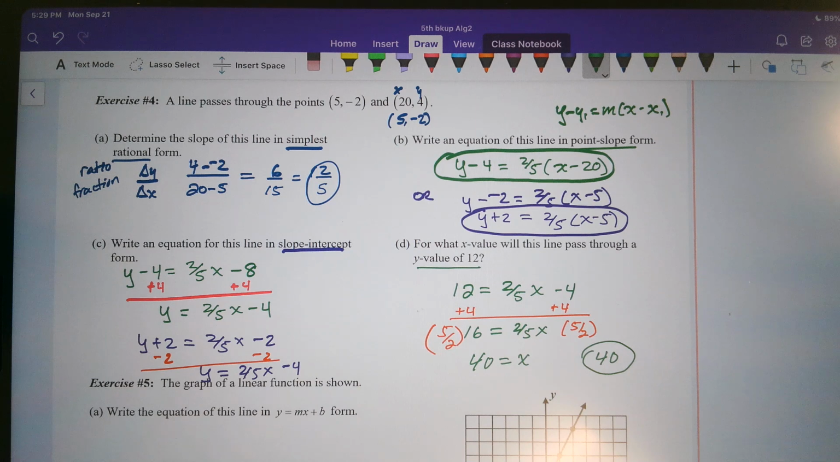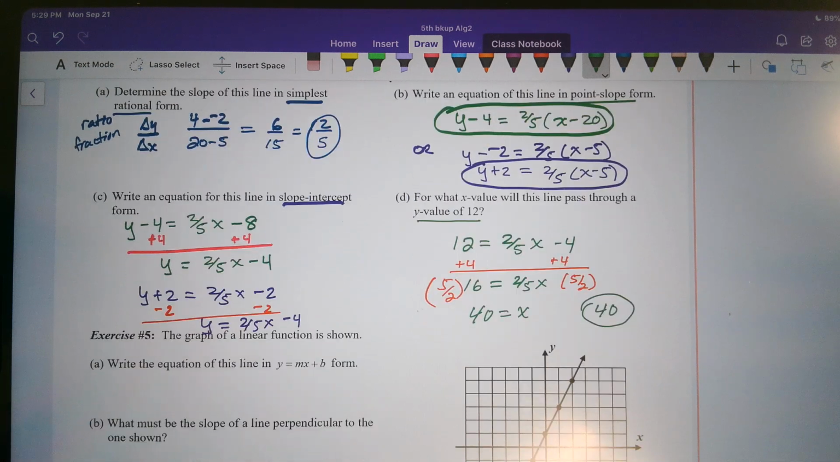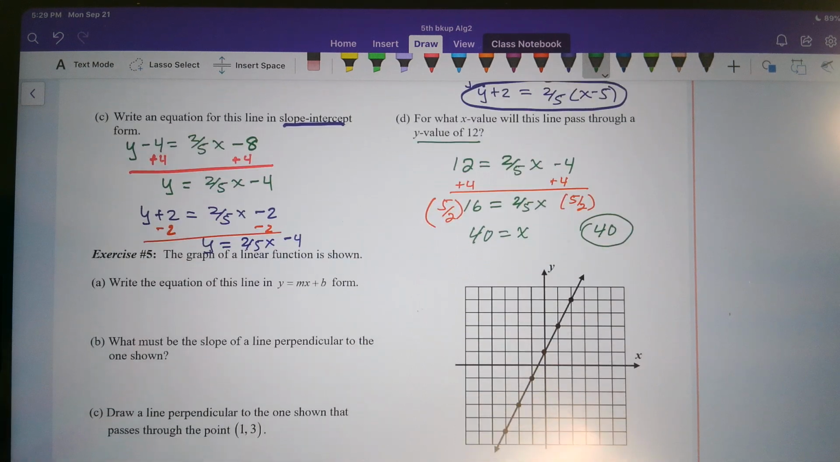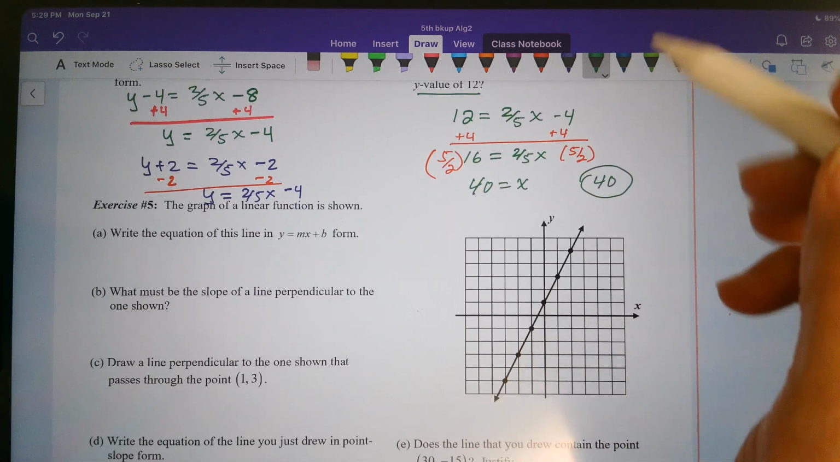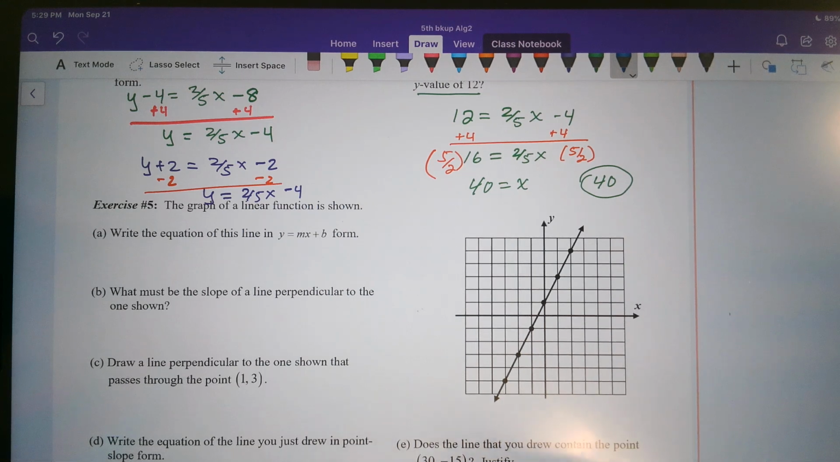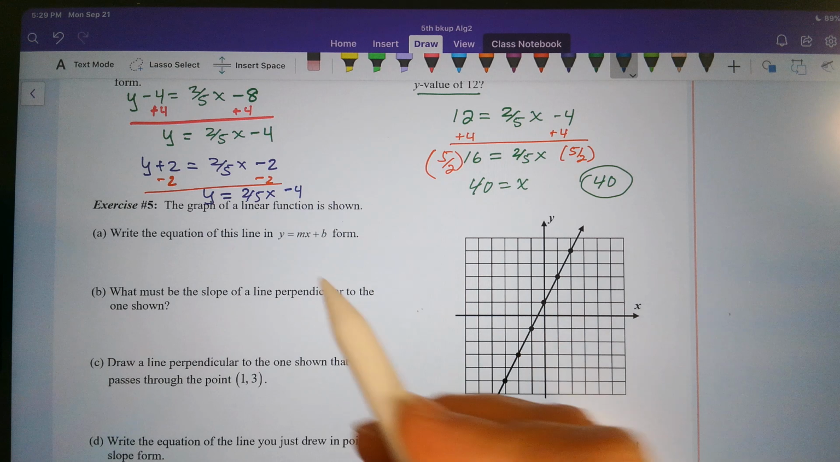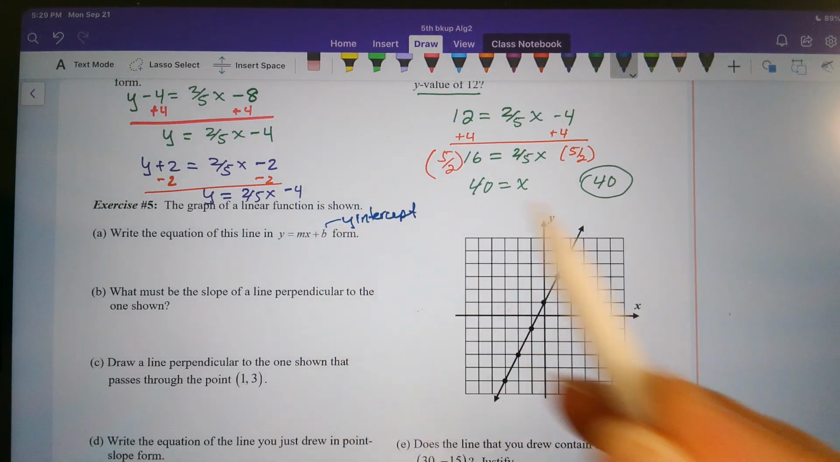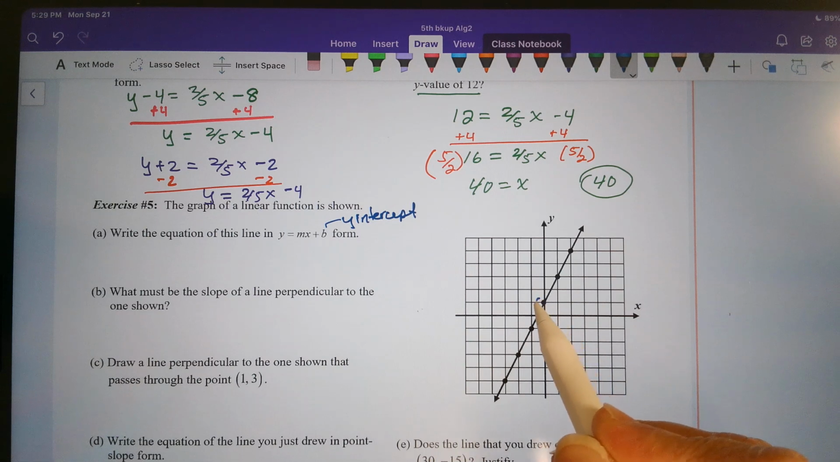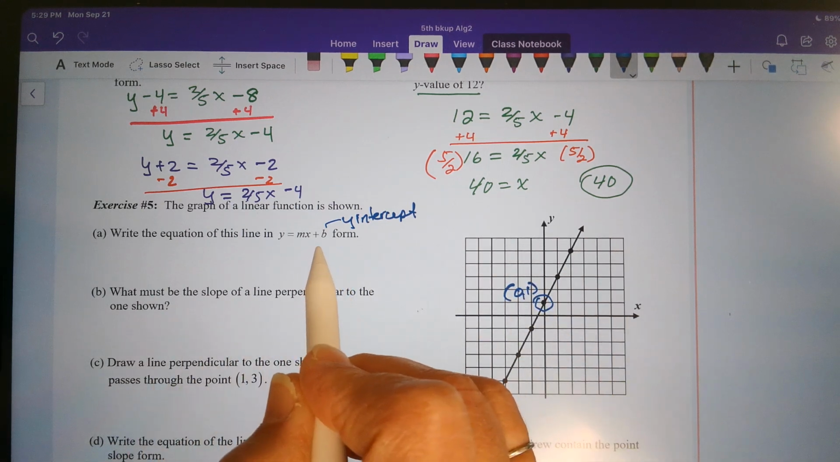Number 5, excuse me. The graph of a linear function is shown. Write the equation of this line in y equals mx plus b form. So the equation of this line, well, what is the y-intercept? It's where it crosses the y-axis, right here, which has a y value of 1. So b is 1.